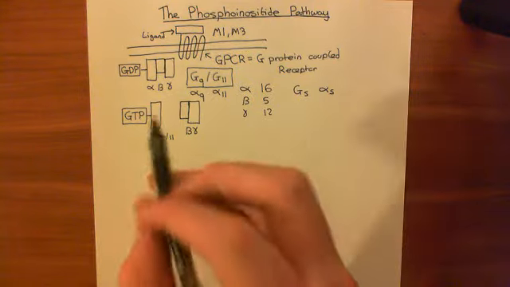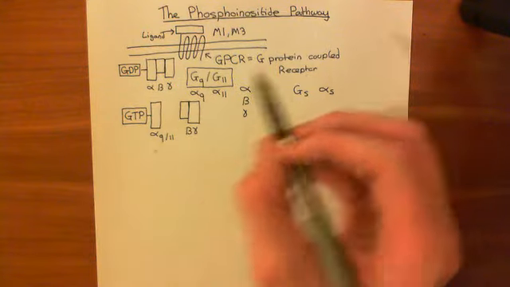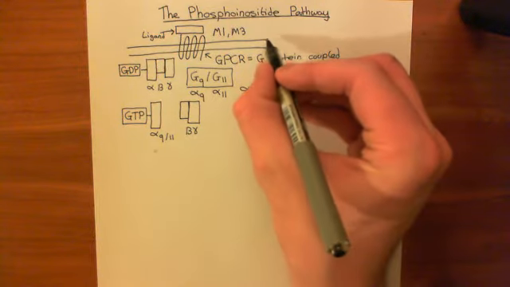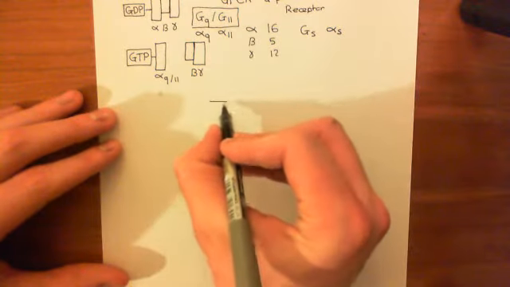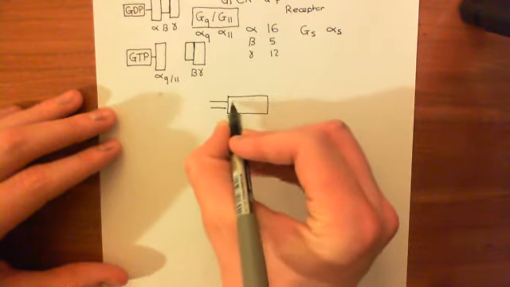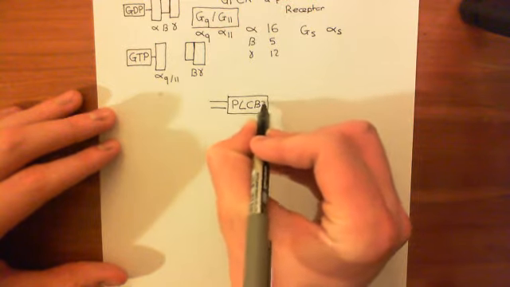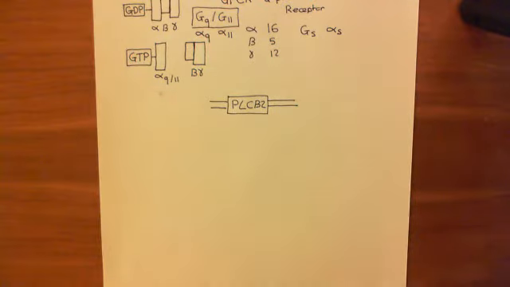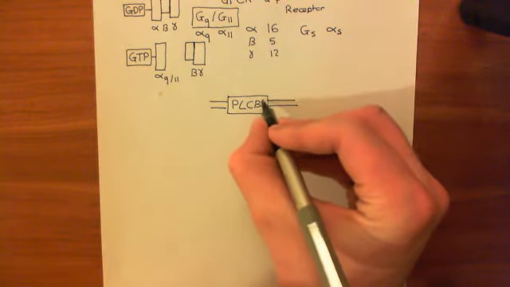Okay, so what does this alpha Q11 bound to GTP go off and do? Well, it goes and activates an enzyme that is within the membrane of cells. Okay, so let me draw down here the enzyme which it's going to activate. So here's the phospholipid bilayer, and basically in the phospholipid bilayer there will be an enzyme called phospholipase C beta. Okay, and that's basically the enzyme that this is going to go and activate, phospholipase C beta.